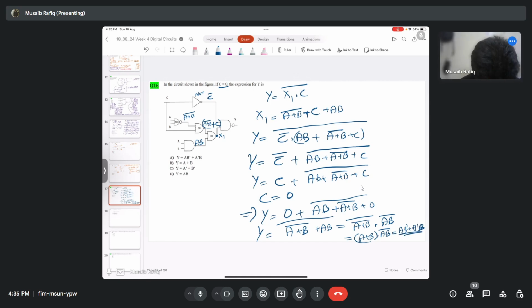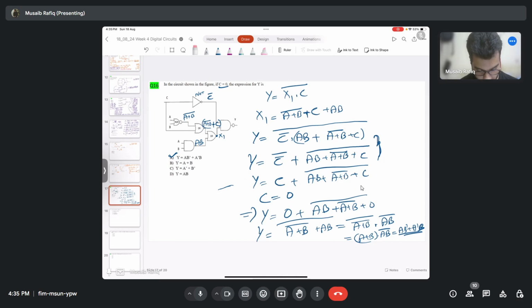That is option A. Sorry about that, I got confused here. So option A, as rightly done by some of you, is the correct answer. I was trying to solve it further, but since C was equal to 0, that simplified it.